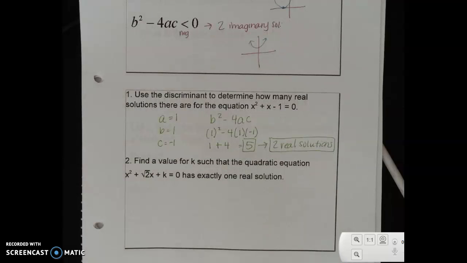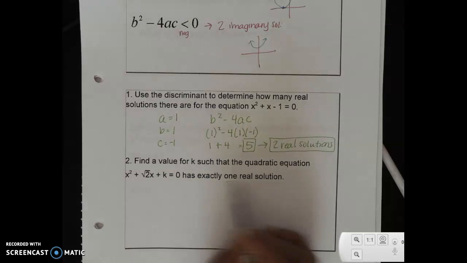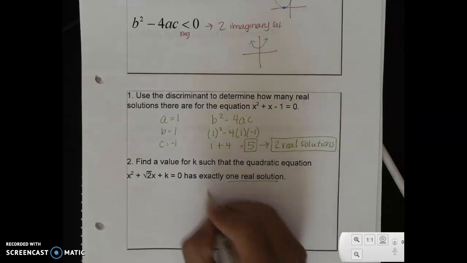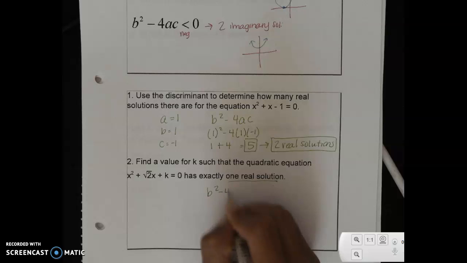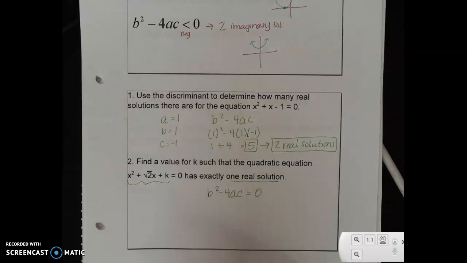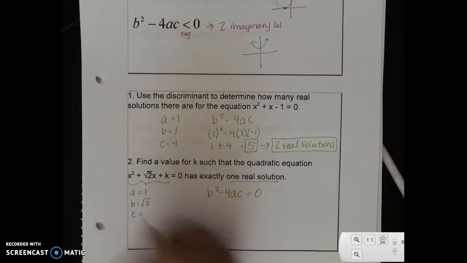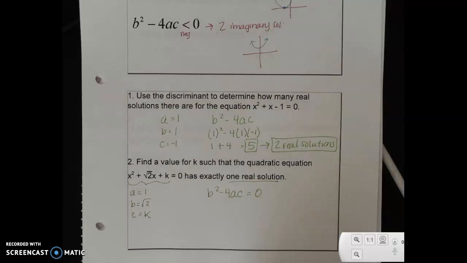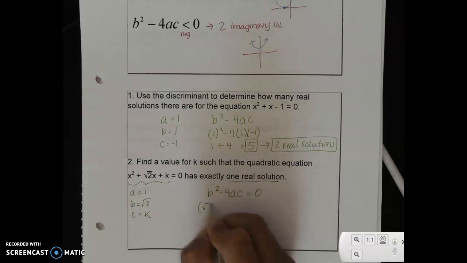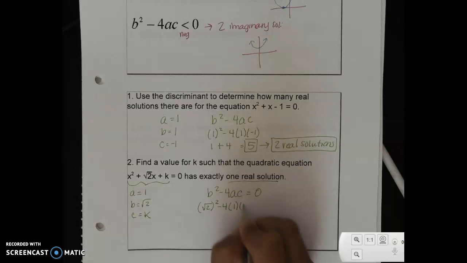Now, a problem like number 2, we want to find a value for k such that this quadratic has exactly one real solution. What that means is that my discriminant is going to equal 0. So b squared minus 4ac has to equal 0. Let's look at what a, b, and c are here. a is 1, b is root 2, and c we don't know right now, it's k. So I'm going to plug these values into the discriminant: b is root 2, so b squared, minus 4 times 1 times k.